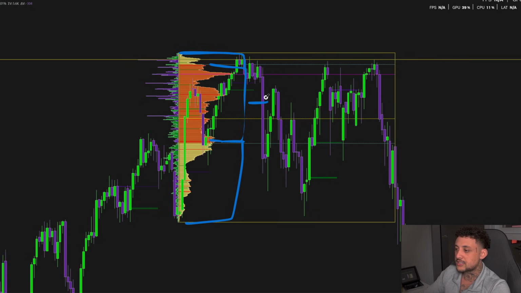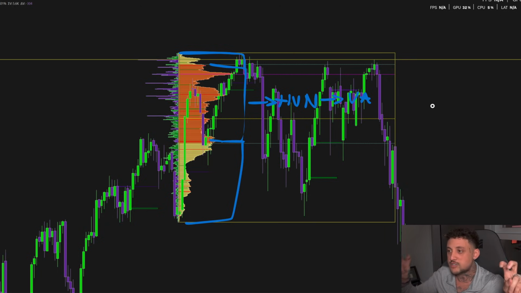The orange represents the high volume nodes, or the value area. What I mean by the value area is that this is where the buyers and the sellers are finding a lot of acceptance with price. Both the buyers and the sellers are happy to do business, and they're both basically saying, yes, these prices are fair. So this is where you typically see a lot of chop, a lot of consolidation, a lot of rotations, and a lot of reversals inside of these prices.